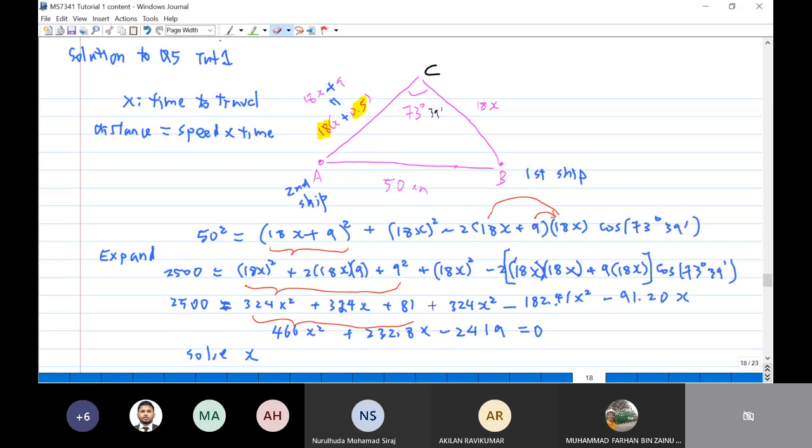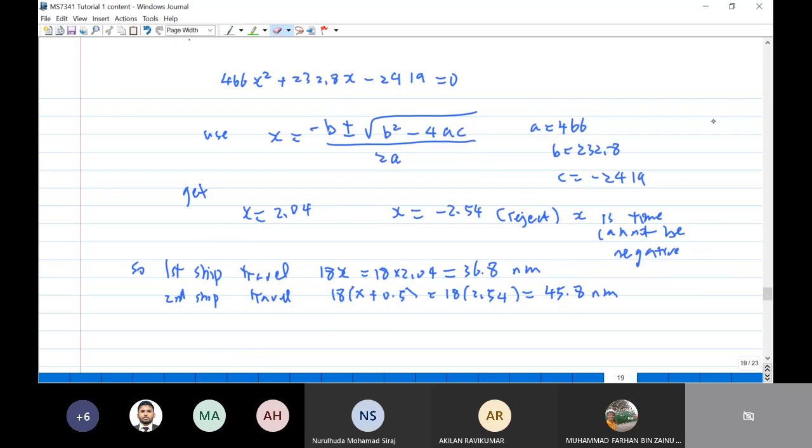466x squared plus 2.8x minus 2.19. And then you solve for x. The formula to solve for x is actually this one, in case you're wondering how to solve this thing. Once you solve x, you find that x is positive, so you only get one answer, 18x plus 0.5. So this is the final page here.